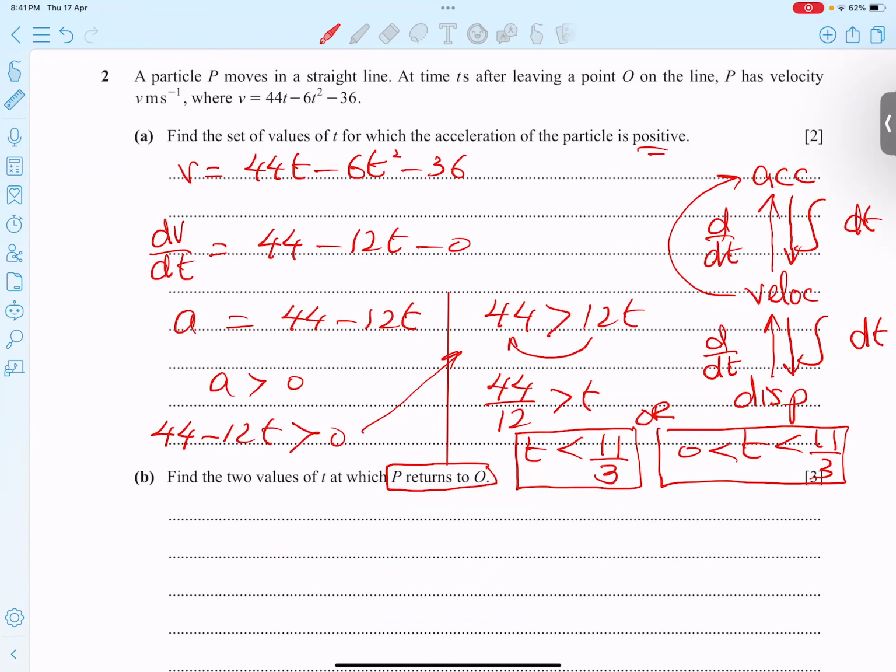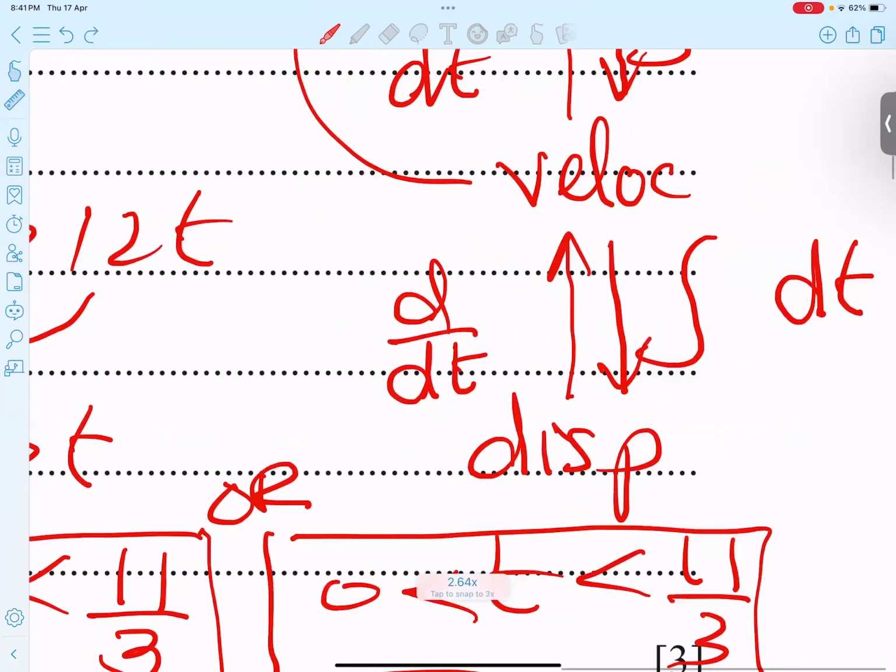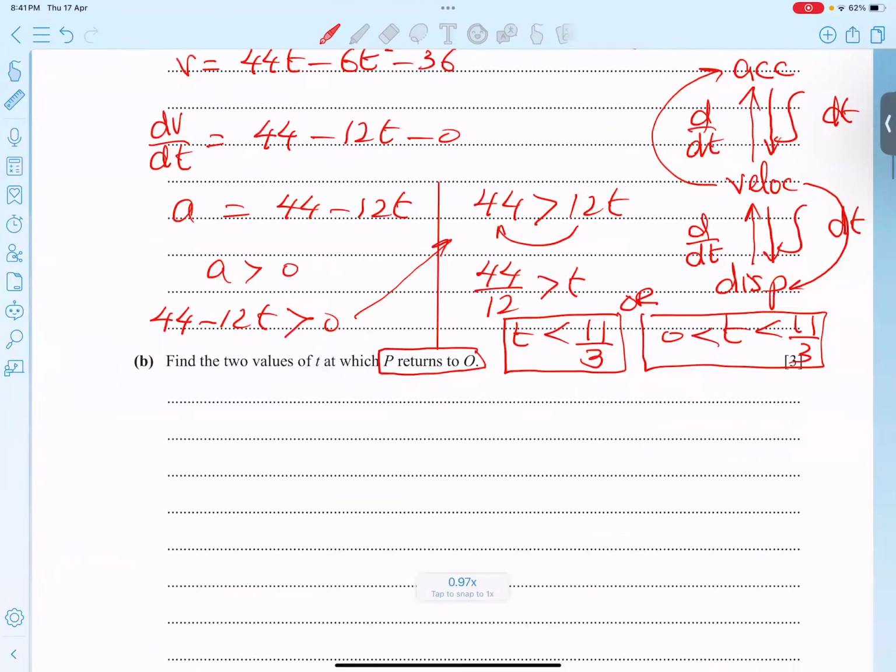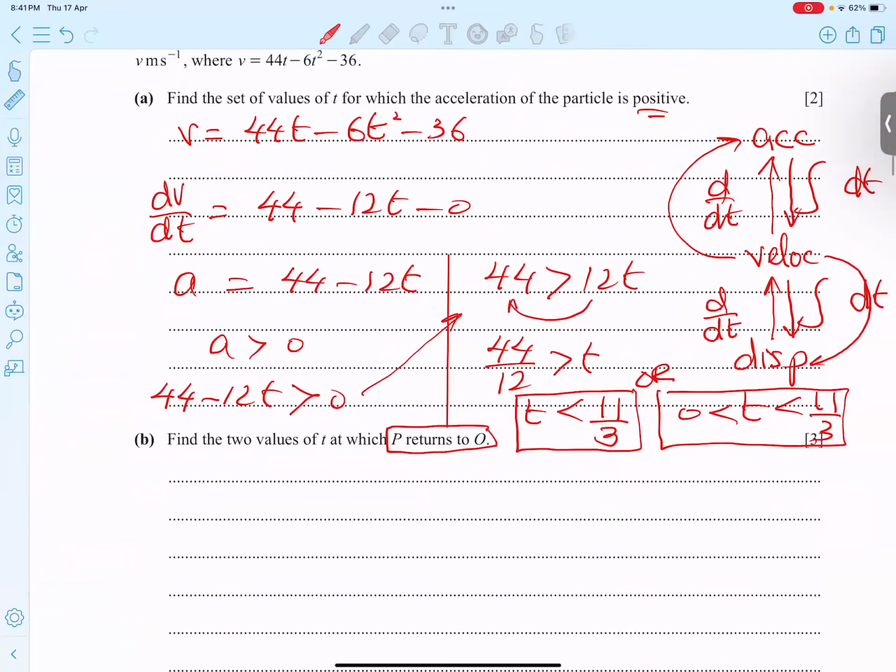But first question, do we have displacement? Not at all. I am on the level of velocity. I have to come one level down, so I have to go for integration. So let's start. First of all, I'm going for integration, and I'm writing the velocity expression in order: negative 6t squared plus 44t minus 36.